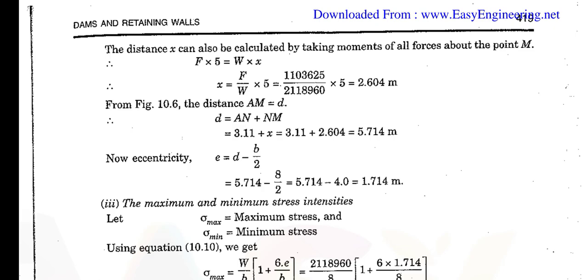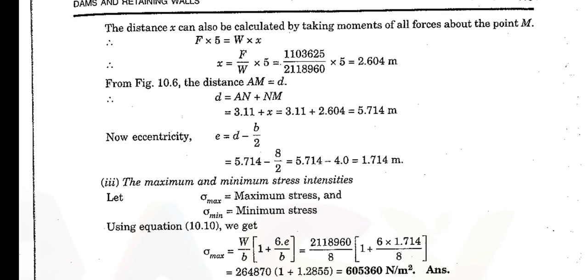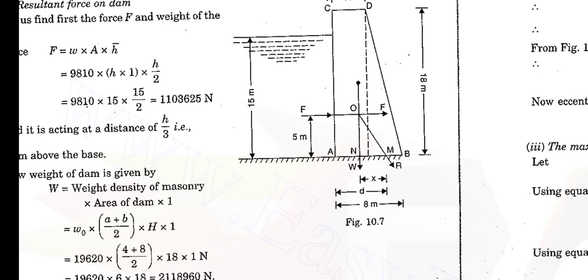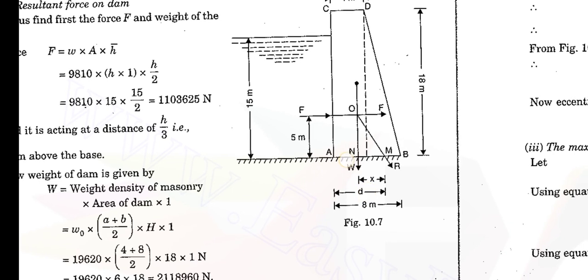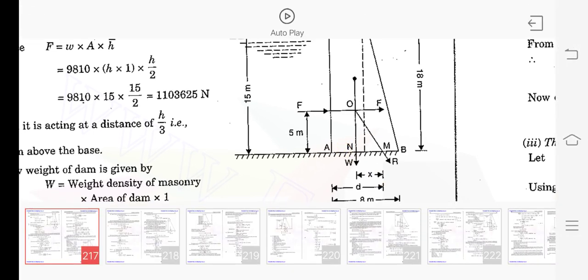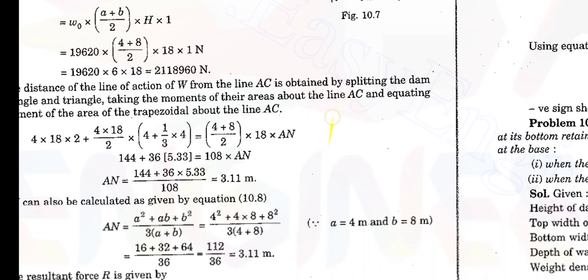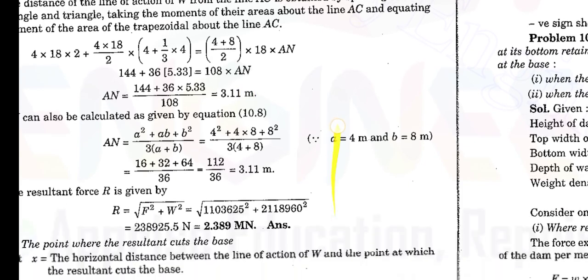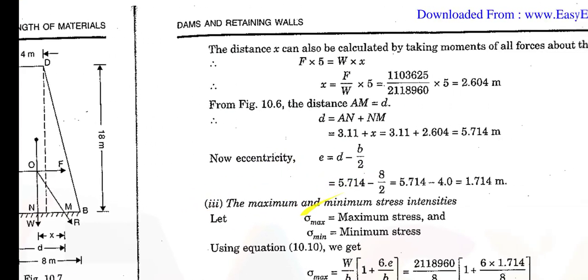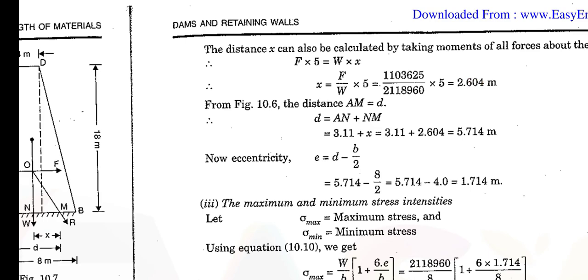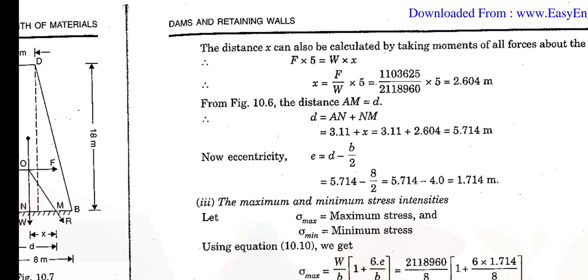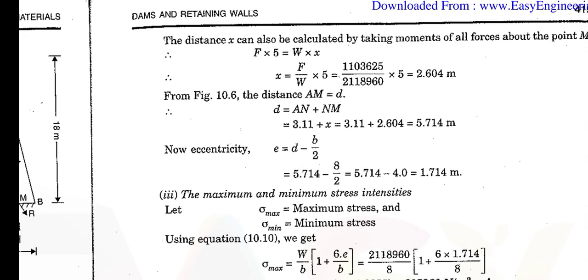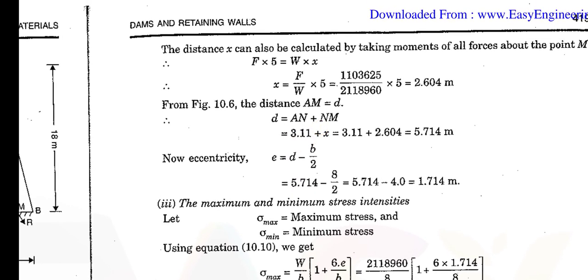From this we have found out X is 2.64, and then the total distance D, you can see that the D value is nothing but AN plus NM, or AN plus X. You have found out the distance AN, that is 3.11 meters, and the X value is 2.64. So adding both, D is equal to 3.11 plus X, that will be equal to 5.714 meters.